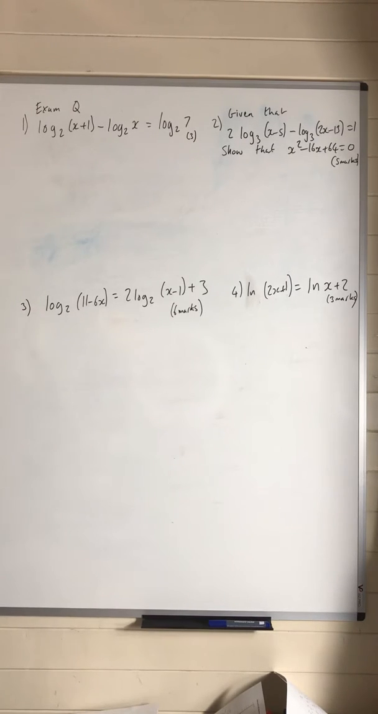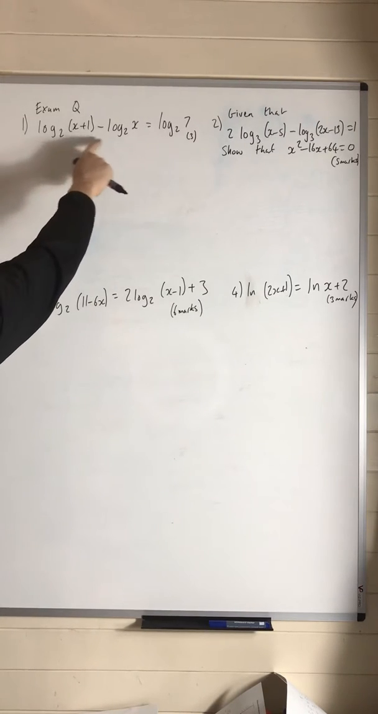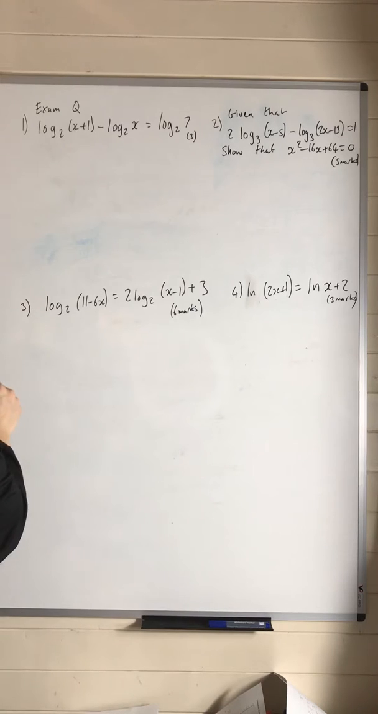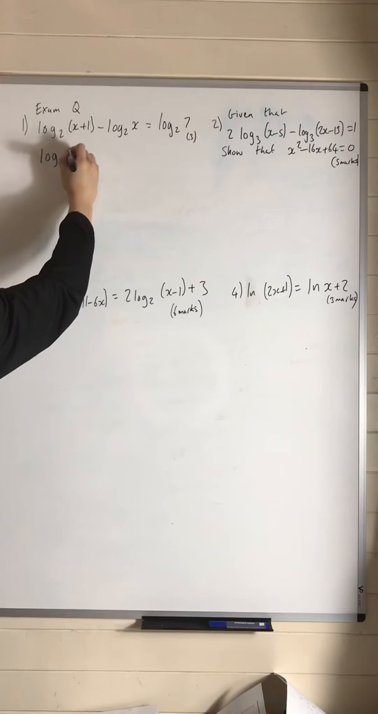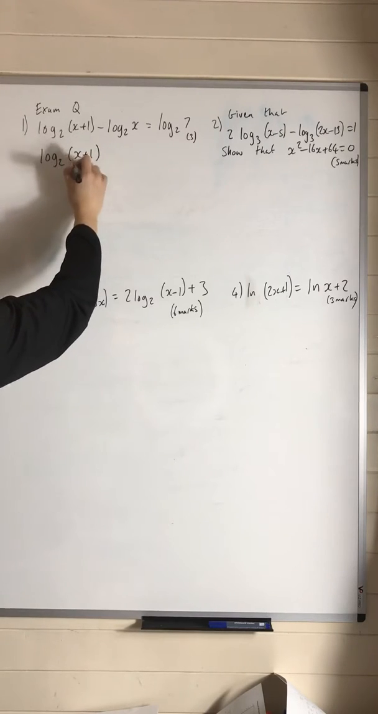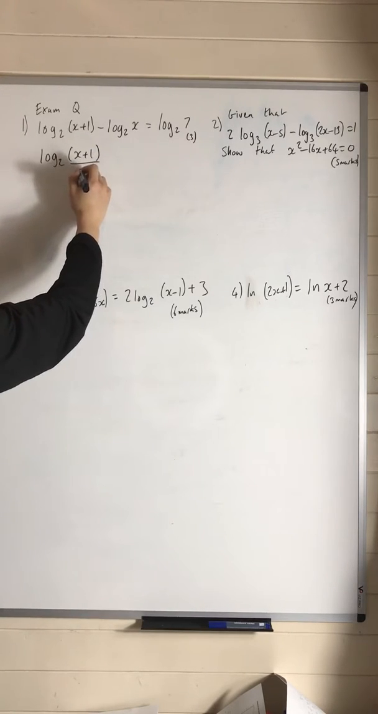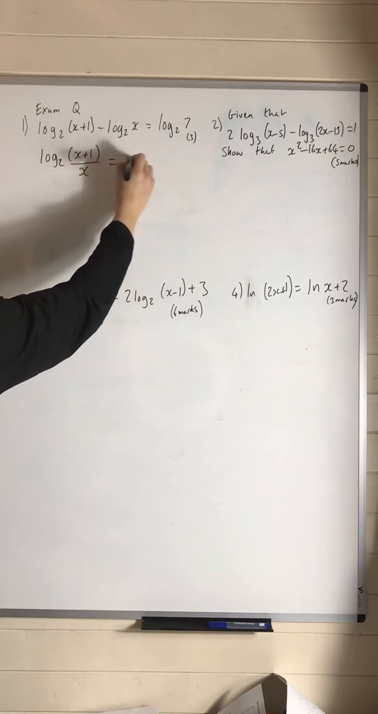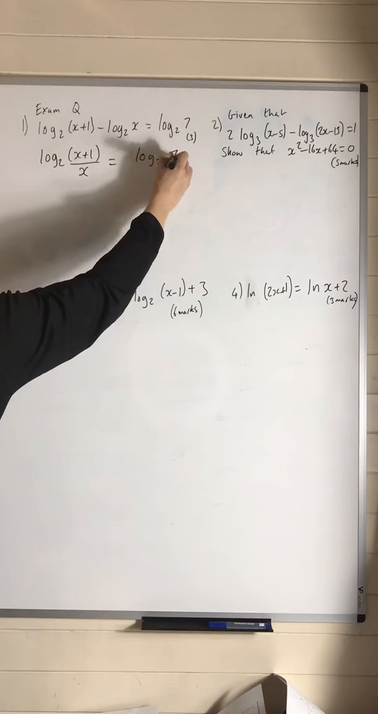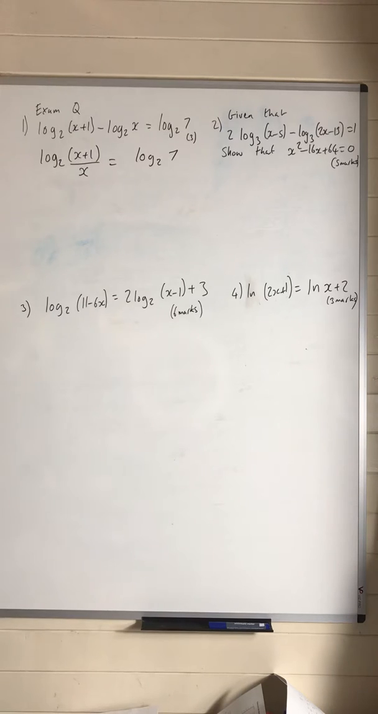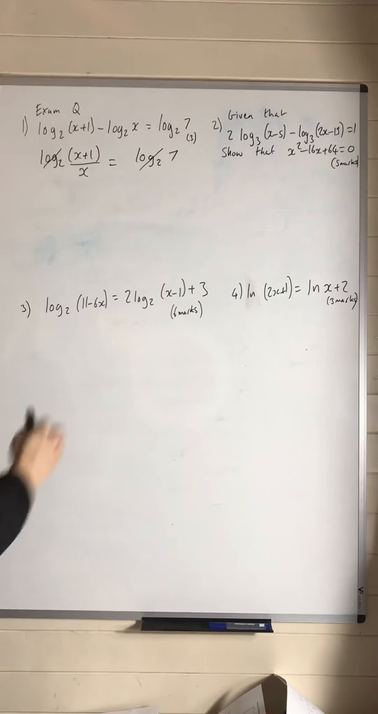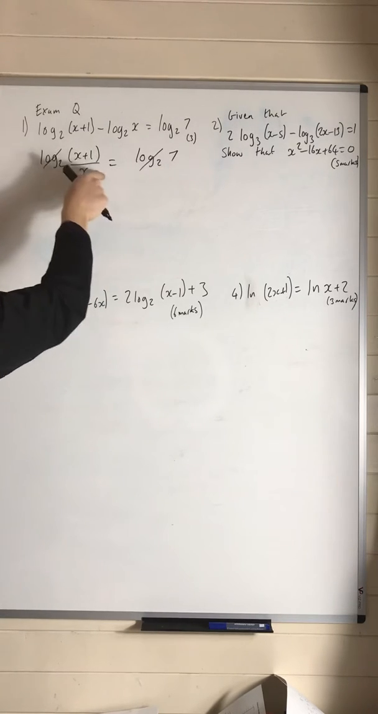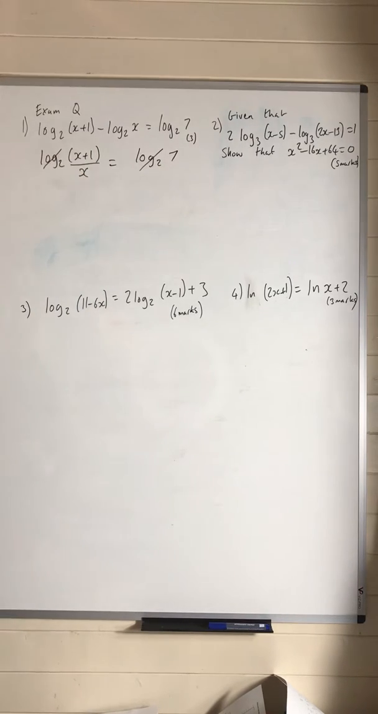Now, where could we start? We can combine these logs here, and that's the subtraction law. So we get log to the base 2 over x to the 7. Now, in this instance, we can cancel out these logs because they're the same on both sides, because this 7 has to equal x plus 1 divided by x.